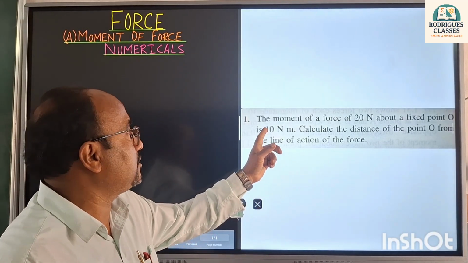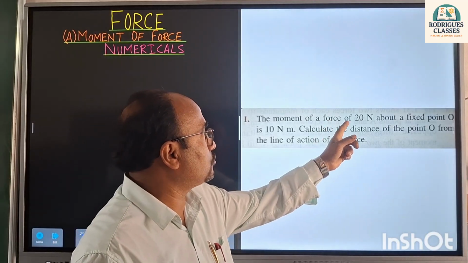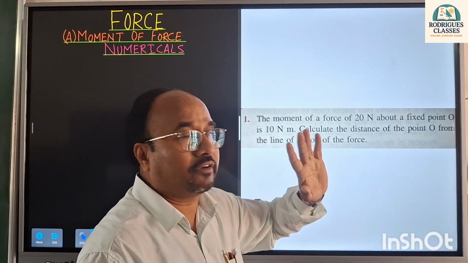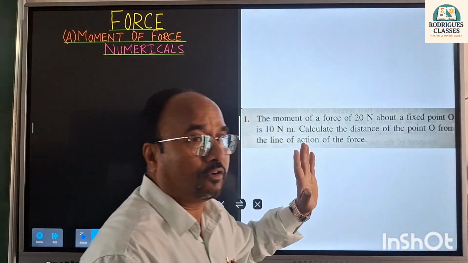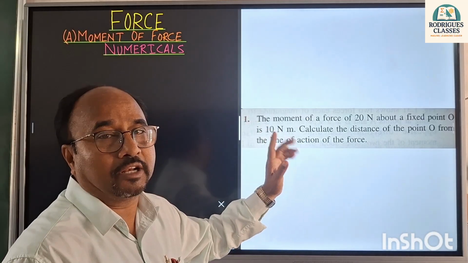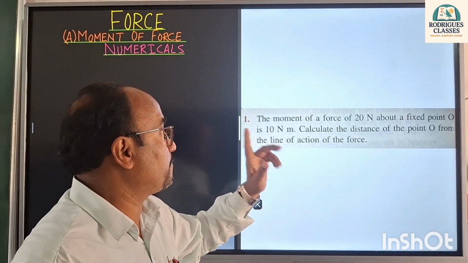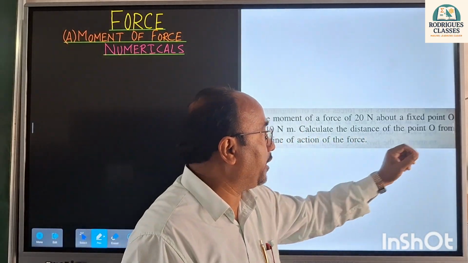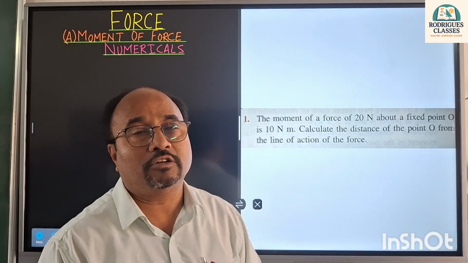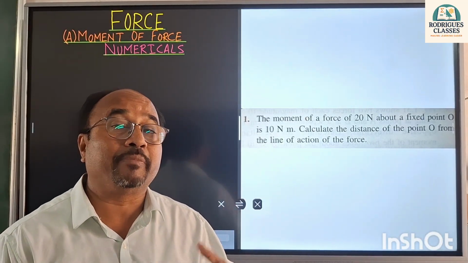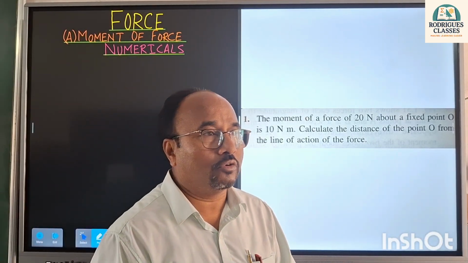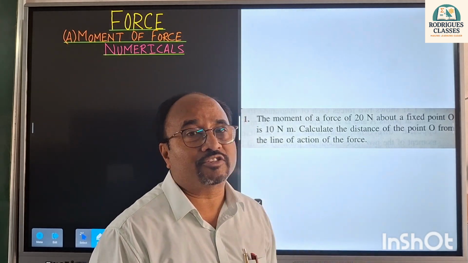The question says the moment of a force of 20 newtons, so this is the force given, about a fixed point O is 10 Newton meter. So this is the moment of force given. Calculate the distance of the point O from the line of action of the force. So we have to find the perpendicular distance here.